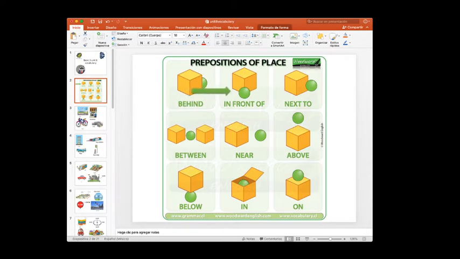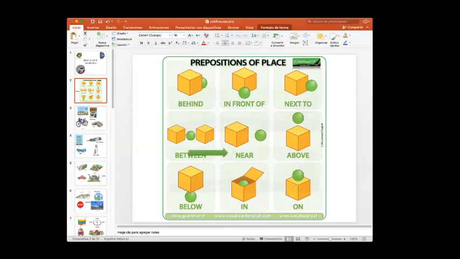Another one is in front of. The ball is in front of the cube. Next to. The ball is next to the square. Between. The ball is between two squares.